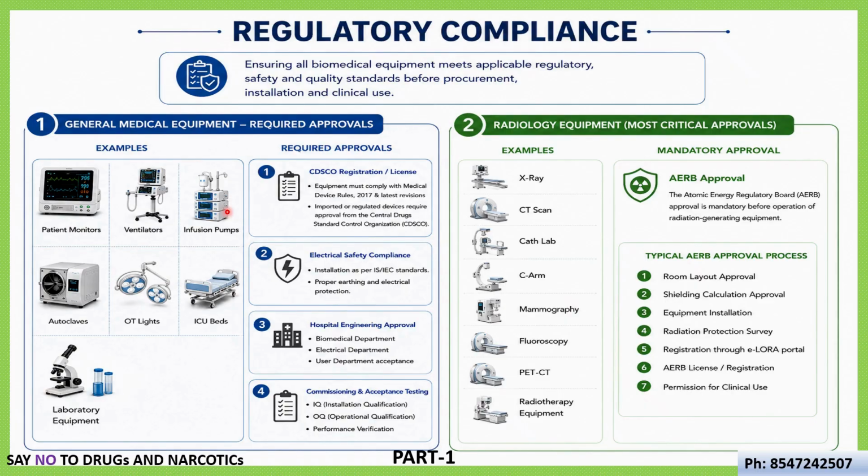equipment. Whereas the next category is radiology equipment. Most critical equipment is the radiology equipment, which needs major approvals of AERB approval. Typically, AERB approval process includes various processes which I have already given in a chart. The examples are X-ray, CT scan, cath lab, mammography, fluoroscopy, PET-CT. All come under radiology equipment and need major approval. A path has to be followed.